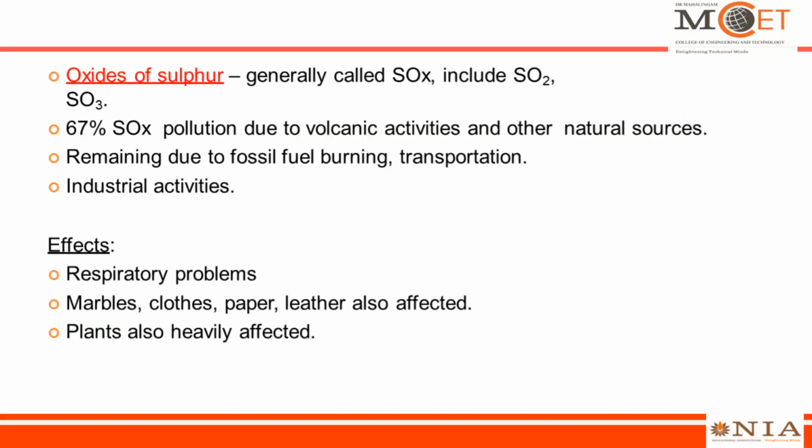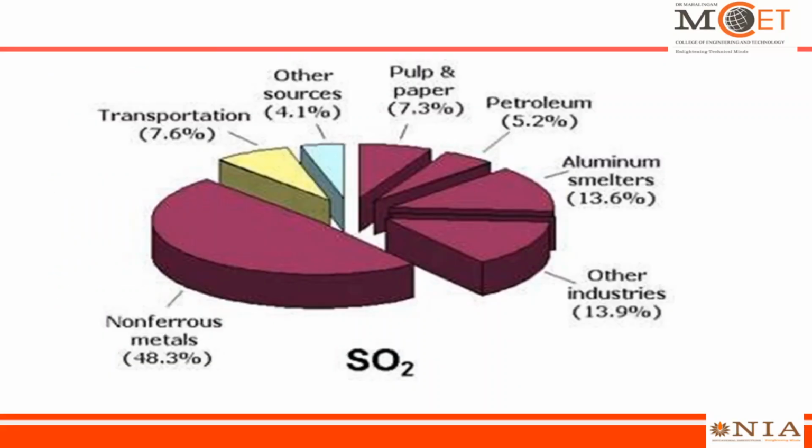Oxides of sulfur, generally called SOx, include SO2 and SO3, sulfur dioxide and sulfur trioxide. So 67% of SOx pollution comes from volcanic activities and other natural sources, the remaining due to fossil fuel burning and transportation, as well as industrial activities. Effects: causes respiratory problems. Marbles, clothes, paper, leather also get affected. Plants also get heavily affected. This is a pie chart representing the contribution of SO2 from various activities, industries, etc.